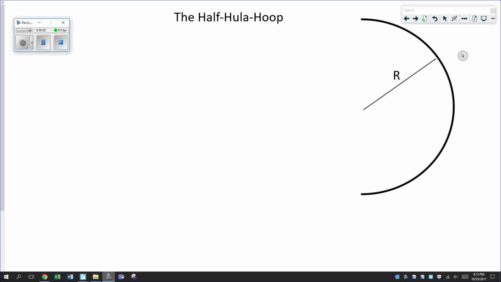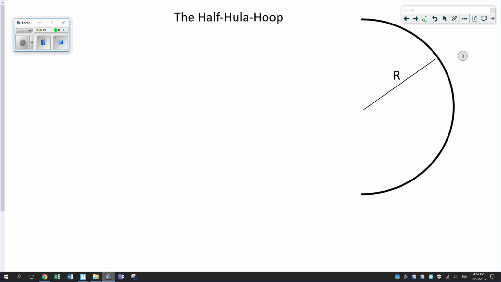Hello, faithful followers. We're going to talk today about finding the center of mass of what I call a half hula hoop. So this is a wire bent into a half circle. All right. Now, finding the center of mass.